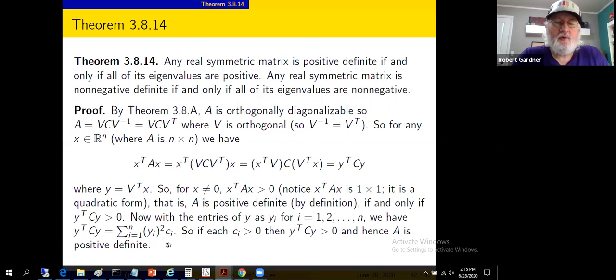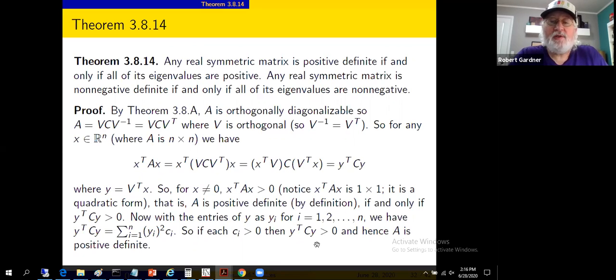Notice this is a quadratic form itself. So if each of the c sub i are greater than 0, then this summation will have to be greater than 0 because not all of the y sub i's are 0. We said x is non-zero, and that's equivalent to a claim about y being non-zero. So when we take a non-zero vector y, we know that some of the components are non-zero. And so this summation will be positive, and so this y transpose Cy quadratic form will be greater than 0.